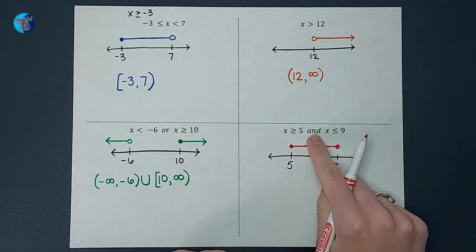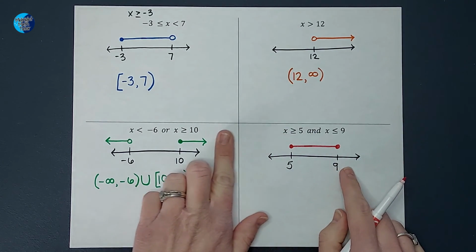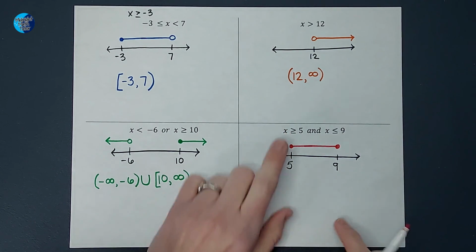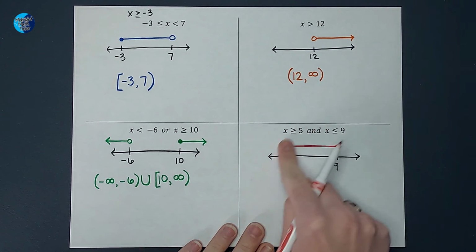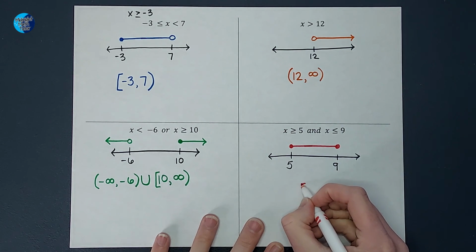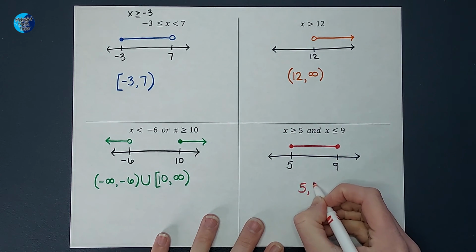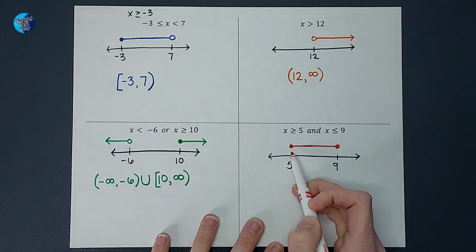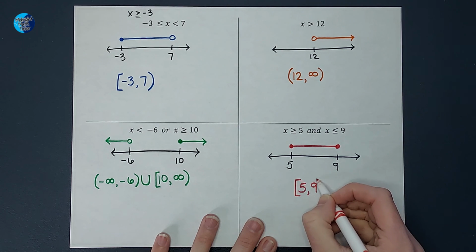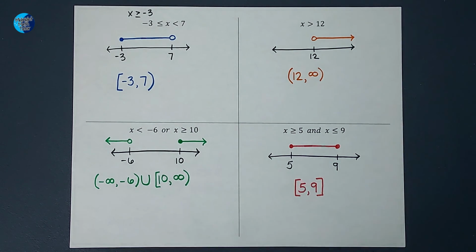Again, because it's an and, I'm not going to count all these numbers over here, because even though it would satisfy this one, it would not satisfy this one. So I'm just worried about that range in there. So the possible answers for x go from 5 to 9, and they include both 5 and 9. So I'm going to use 2 brackets.